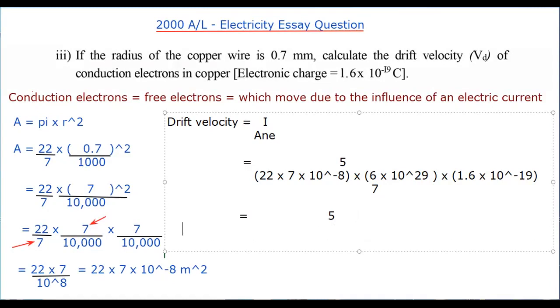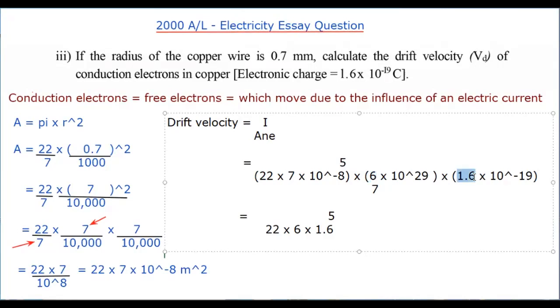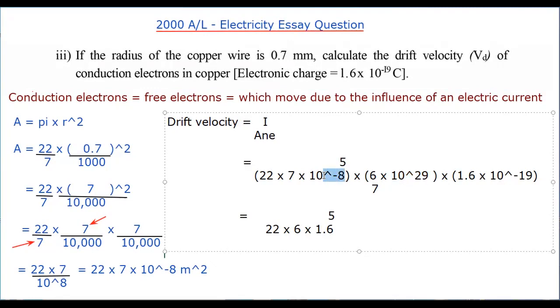Okay, good. So what are the remaining numbers? 22 will be there, 7 cancelled out. 6 will be there and 1.6 will also be there. That's all right. 22, 6 and 1.6. What about the powers here? 10 to the power minus 8 into 10 to the power 29 means 10 to the power plus 21, because 29 minus 8 is 21.